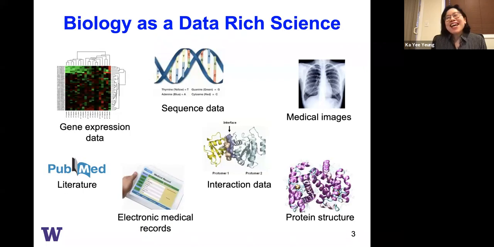Now to the science. Modern day biology is very much a data-rich science. Massive amounts of data have been generated to help us advance our understanding of biological mechanisms. In this talk, we will focus mostly on sequence data and gene expression data. But there are many different data types out there, for example, imaging data, proteomics level data, electronic medical records, and also text mining.